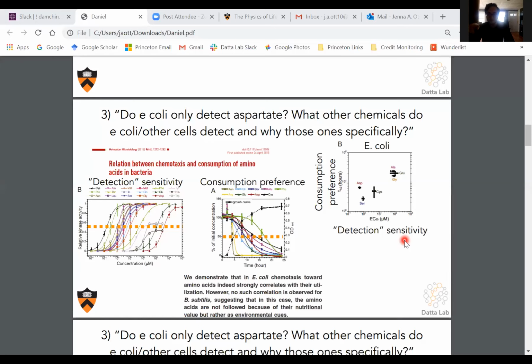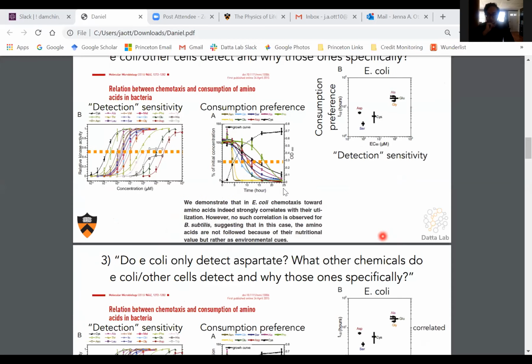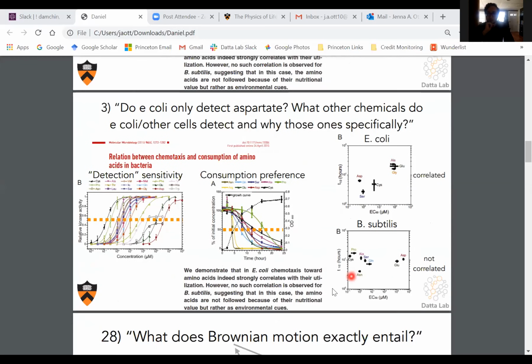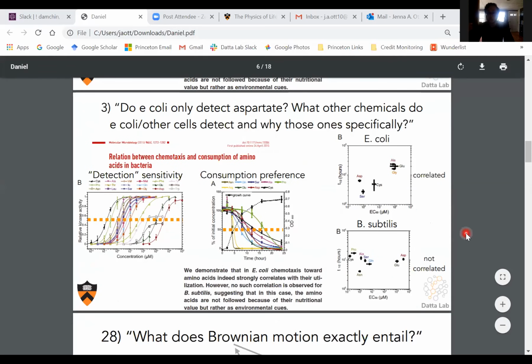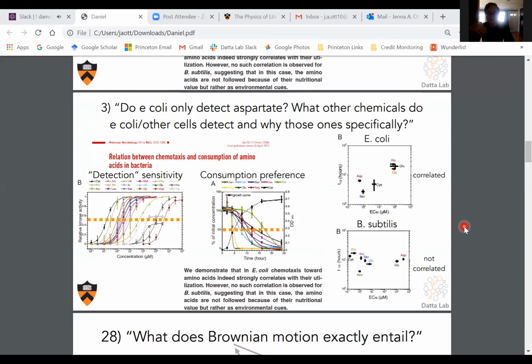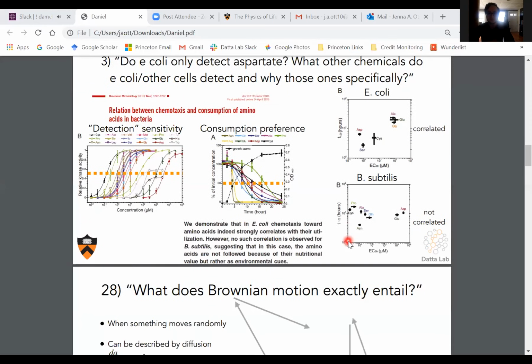So the next slide shows that. And this shows that maybe that hypothesis is not true in all cases. Maybe B. subtilis is looking for, quote, other environmental cues. So it's still an open question.